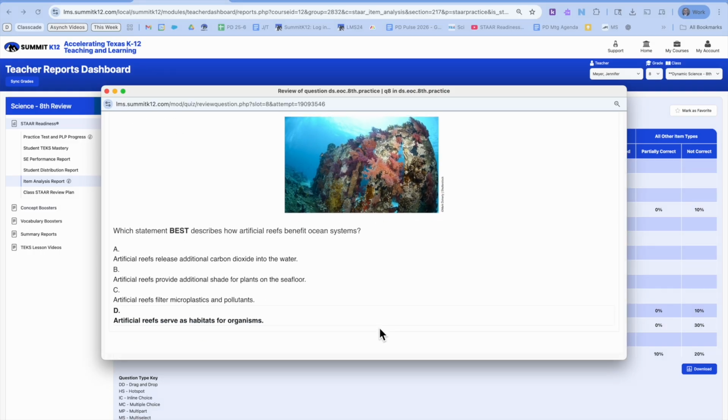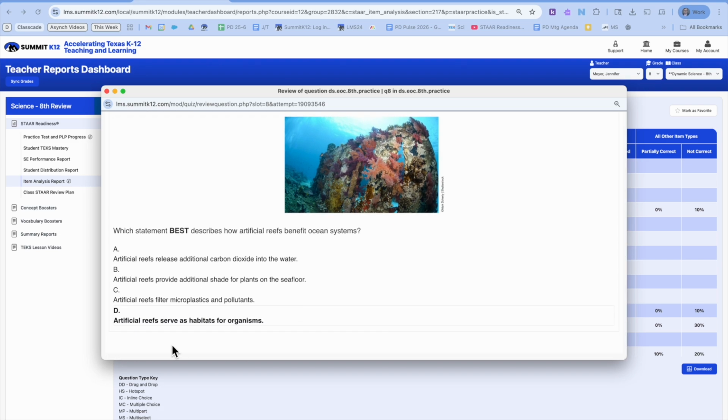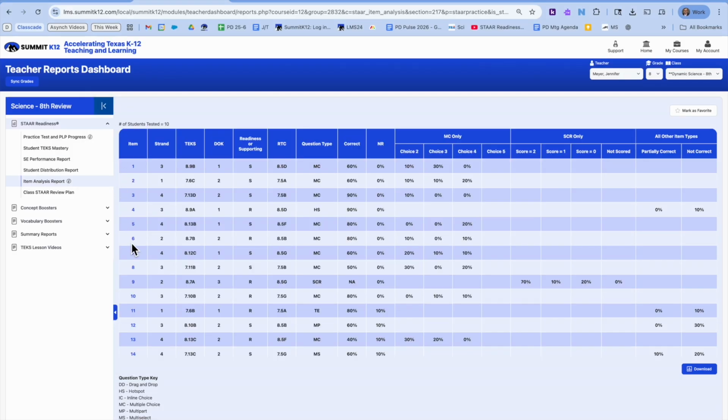It is a multiple choice question. The correct answer was D. Artificial reefs serve as habitats for organisms. If I look over here, many of my students picked artificial reefs filter microplastics and pollutants, 30%. 20% picked artificial reefs provide additional shade for plants on the sea floor. And nobody picked artificial reefs release additional carbon dioxide into the water.